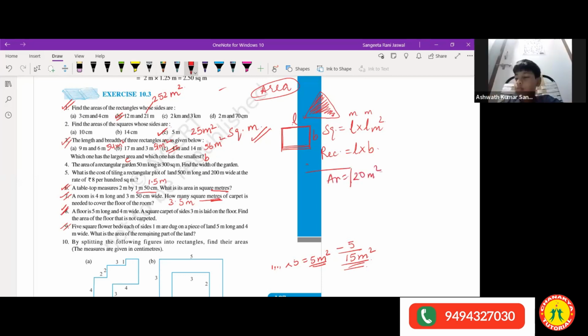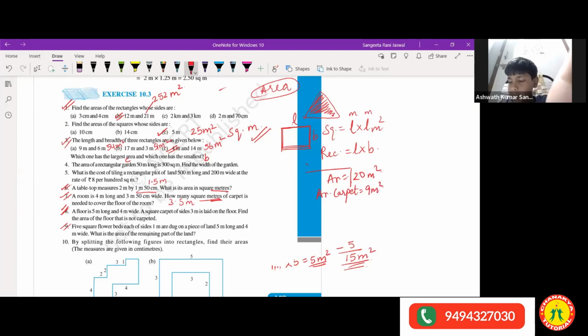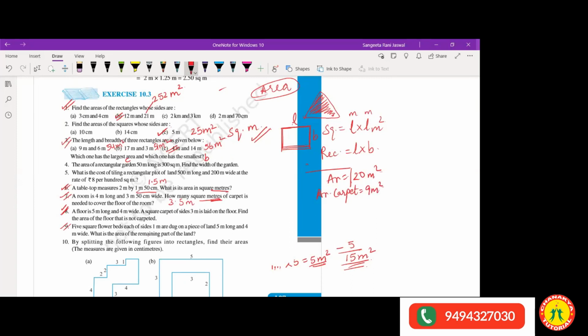A square carpet of side 3 meter. So the area of the carpet is 3 into 3, that is 9 meters square. Now find the area of the floor that is not carpeted. Out of the area of the floor, we will minus the area of the carpet. So 20 minus 9 becomes 11 meters square.